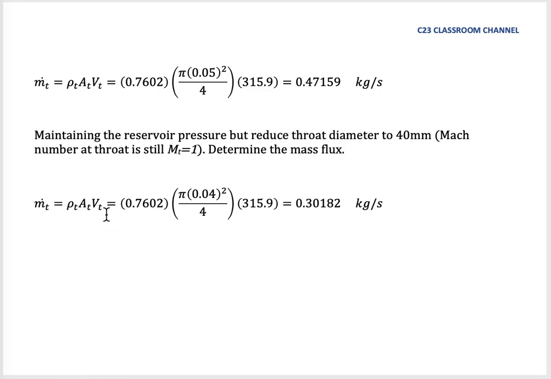So we use the same equation. Mass flux is mass flow rate, so we calculate by using rho A V. We substitute all the values, but for this solution, we need to use a diameter of 0.04 meters because we changed from 50 millimeters to 40 millimeters. We substitute in this equation, we solve it, and we could say that the mass flux or mass flow rate at the throat of diameter 40 millimeters is equal to 0.30182 kilograms per second.